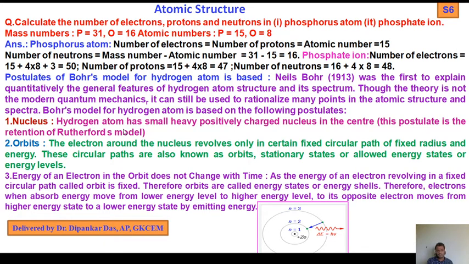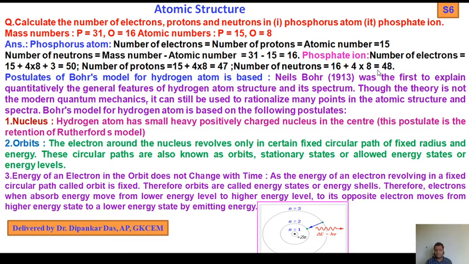Now in the case of phosphate ions, PO4 3 minus, the number of electrons equals 15 plus 4 into 8, because there are 4 oxygens in PO4 3 minus, so O4 means 4 into 8, and plus 3 because of the 3 minus charge. That gives 50. The number of protons is 15 plus 4 into 8, which is 47. The number of neutrons is 16 plus 4 into 8, that is 48.